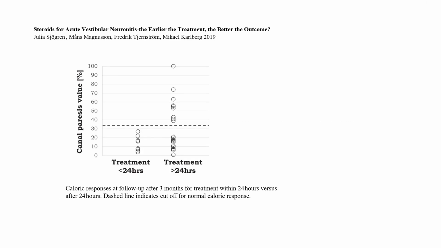This study shows caloric response at follow-up after 3 months for treatment within 24 hours versus after 24 hours. So, those who were given steroid within the first 24 hours of onset are doing much better compared to those who were given it later.